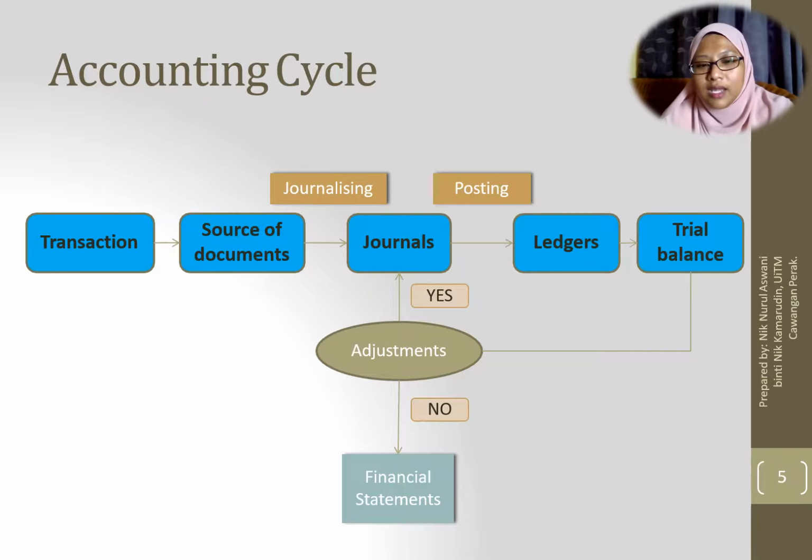If we need adjustments, then we have to journalize the adjustments, go to the journals again, then the ledger, and re-prepare the trial balance. When there is no more adjustment to be made, only then we prepare the financial statements.